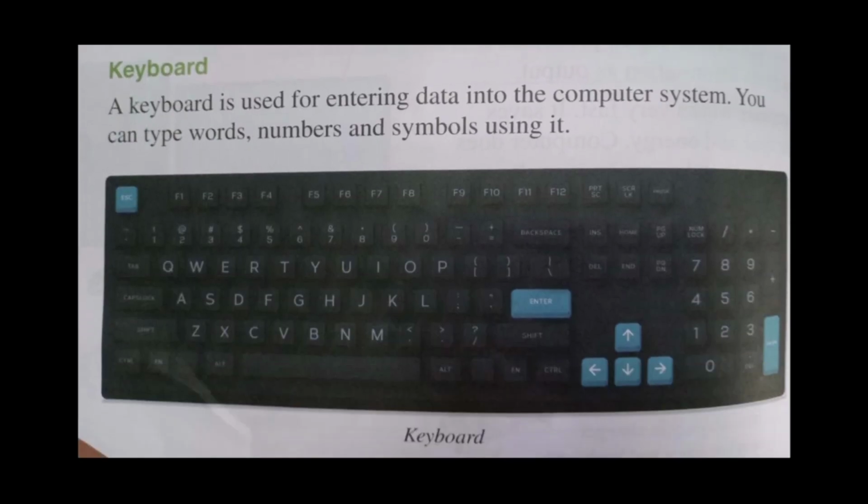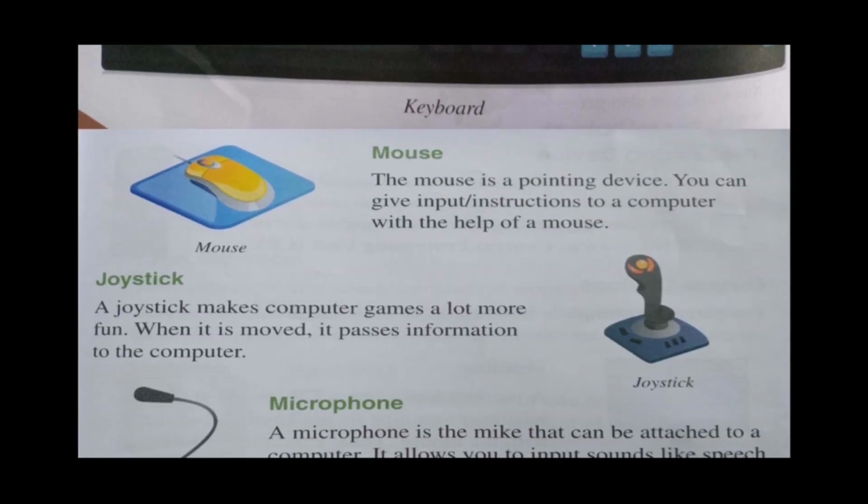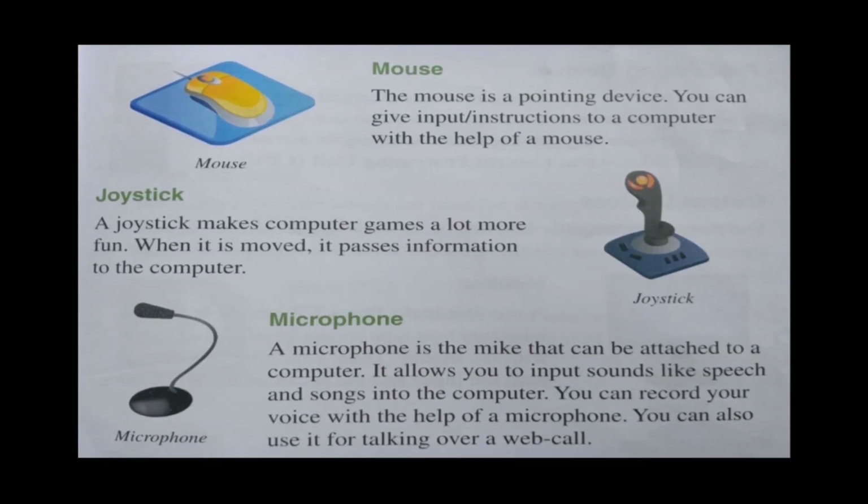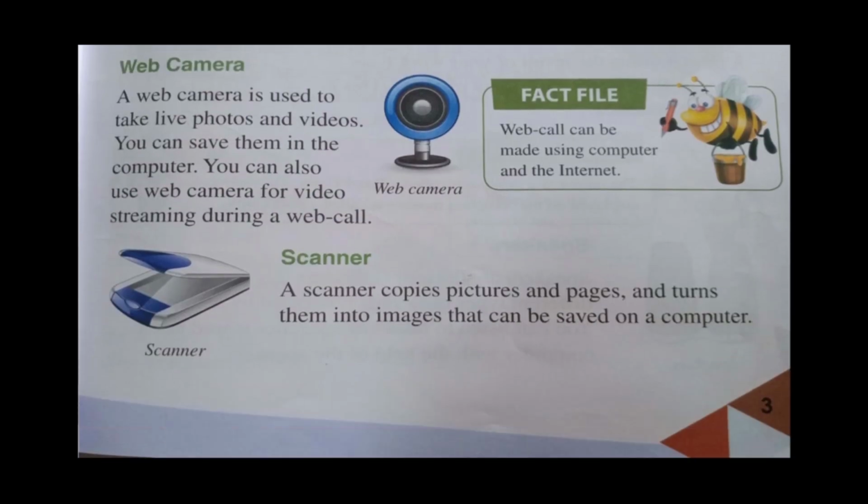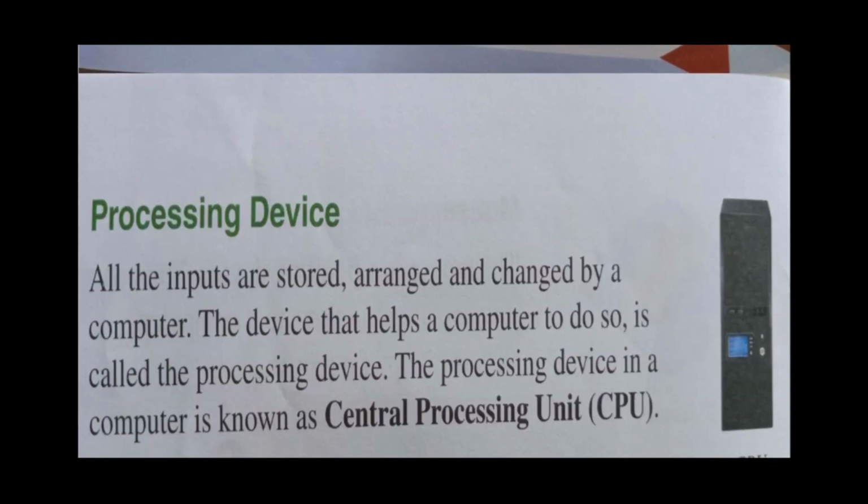We have already discussed the keyboard also. Keyboard is used for entering data into the computer system. Then mouse, joystick, microphone, webcam. Scanner is used to copy your picture, image or page and turn them into images that can be saved on the computer.